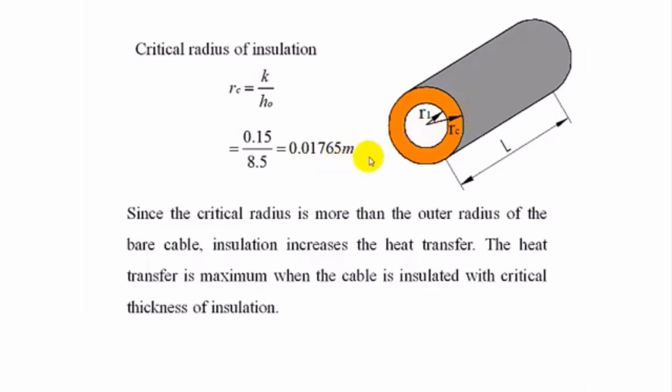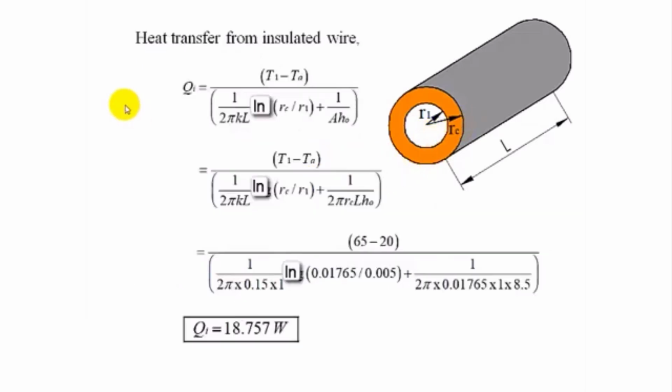Since the critical radius is more than R1, the addition of insulation will increase the heat transfer. Suppose you were getting less than 5 mm, insulation using rubber would not increase the heat transfer; it would always decrease it. So since the critical radius is more than the outer radius of this wire, addition of insulation will increase the heat transfer. This is the radius of insulation to be provided for maximizing the heat transfer.